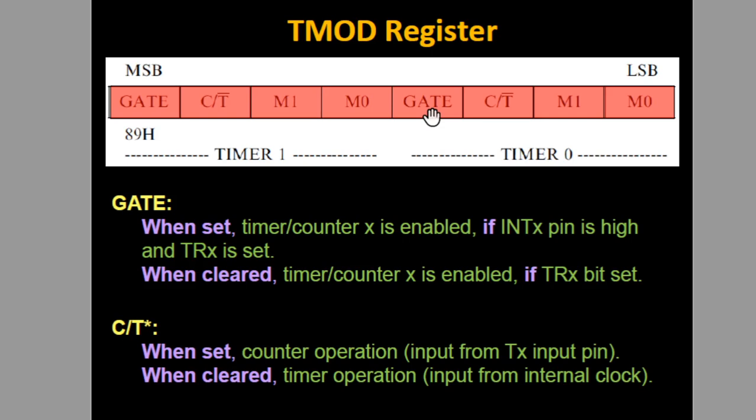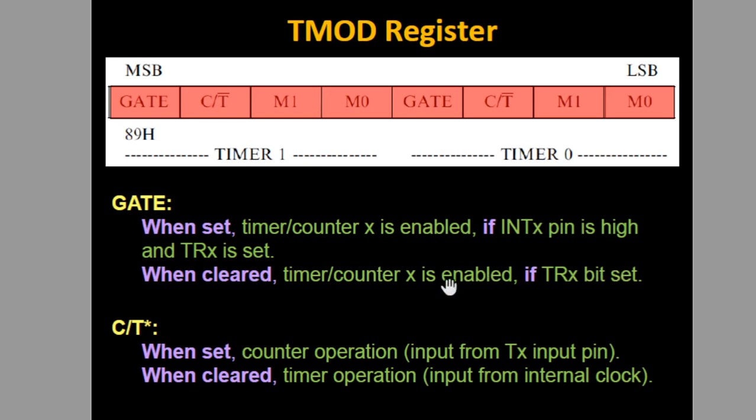According to the definition, when set, the timer or counter is enabled only if the INTx pin is high and TRx is set. So two bits control the timer. One is the timer run bit, that is the TR bit, and another is the INT pin, which also has to be high to start the timer. This condition is possible only if the gate bit is set. If you don't want that, then you make the gate bit 0. Then it is only the TR bit which controls the timer.